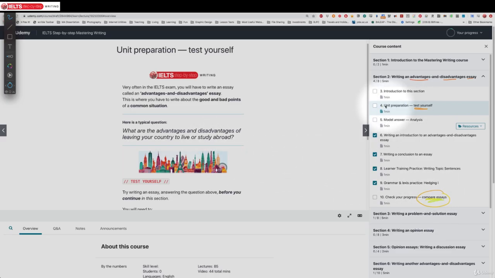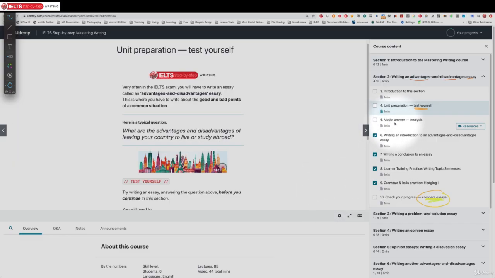For example, in this one, in section 2, it's lecture number 4. You'll be comparing it with what you do in lecture number 10. Okay, and the reason for that is to keep your motivation levels high, to show that you're making progress over the course of each section.